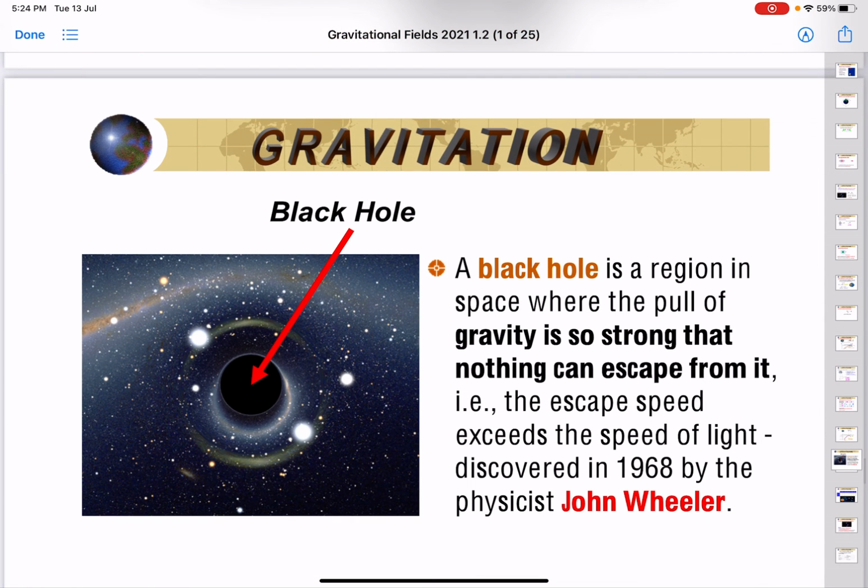One of the very interesting phenomena that we can also analyze using the idea of escape speed is the phenomenon of black holes. So what is a black hole? It's just a region of space where the pull of gravity is so strong that nothing can escape from it, including light.